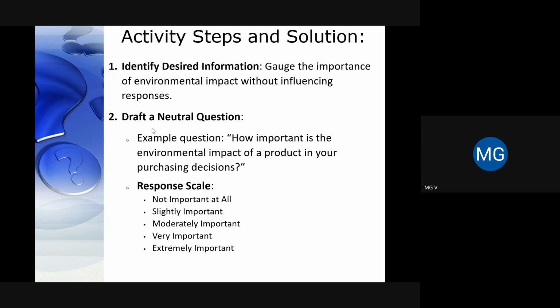For example, how important is environmental impact of a product in your purchasing decisions? And the scale can vary from not important at all to moderately important to extremely important. So, what we are trying to discuss here is neutral phrasing ensures respondents feel free to express varying levels of concern about environmental impact without feeling pressured.